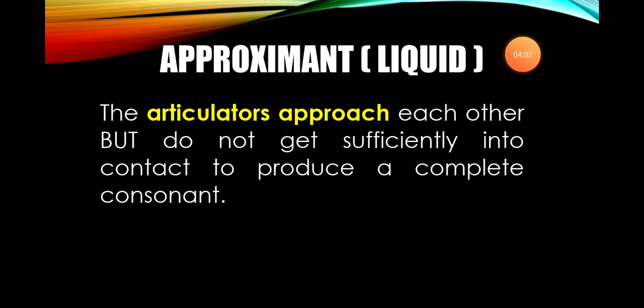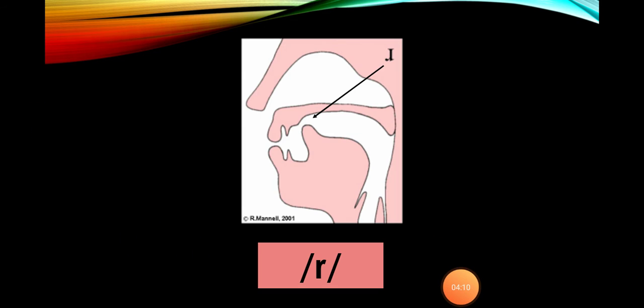Well, approximant or liquid. In this case, the articulators approach each other, but they do not get sufficiently close to produce friction or to get the articulators into contact. So that's why they are approximants, because the articulators do not get into contact. The only approximant sound in English is r.